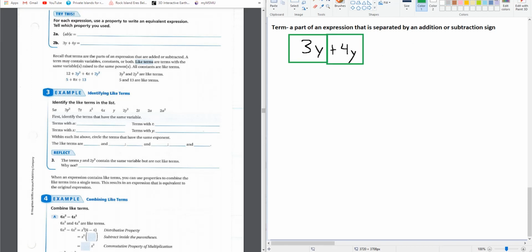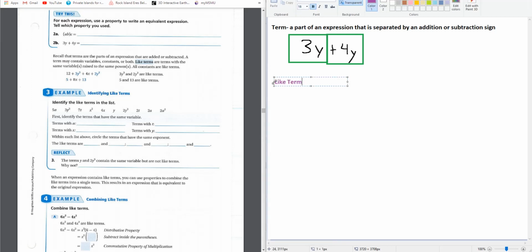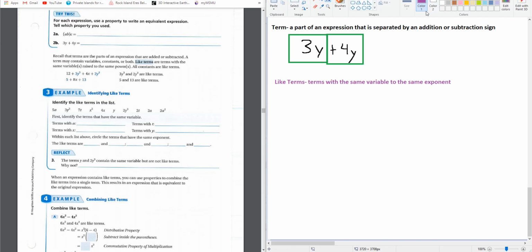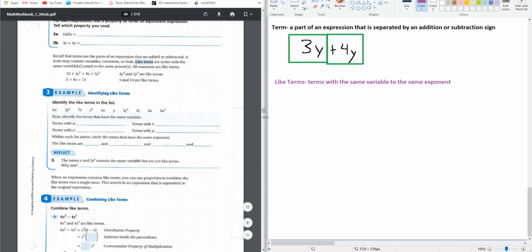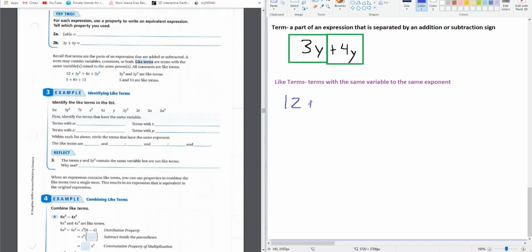Now, we're going to learn about a specific kind of term called like terms. Like terms are terms with the same variable to the same exponent. What that means is when you have two terms, they have to have both the same variable and the same exponent. So right here, I'll do some blue, we have 12 plus 3y to the power of 3 plus 4x plus 2y to the power of 3.